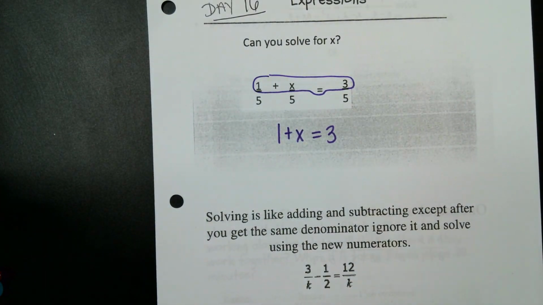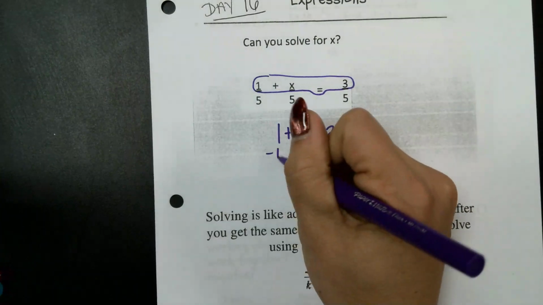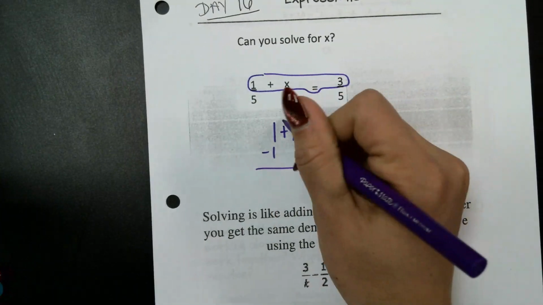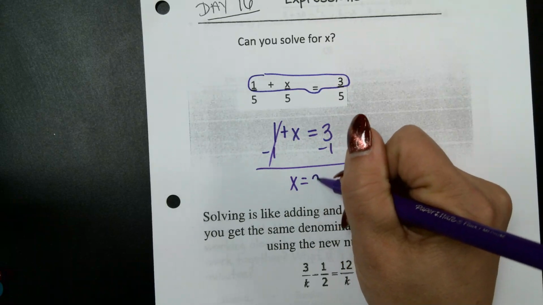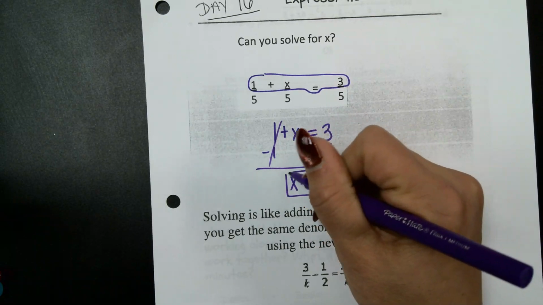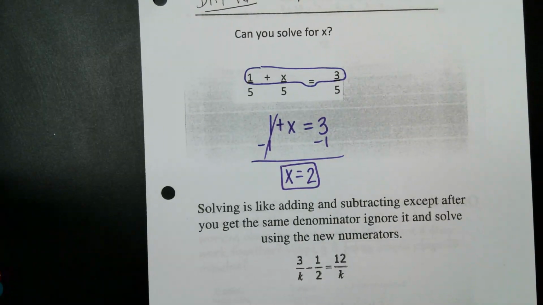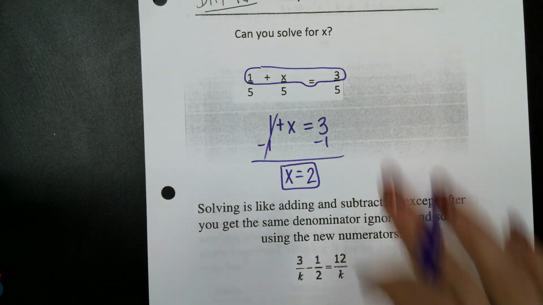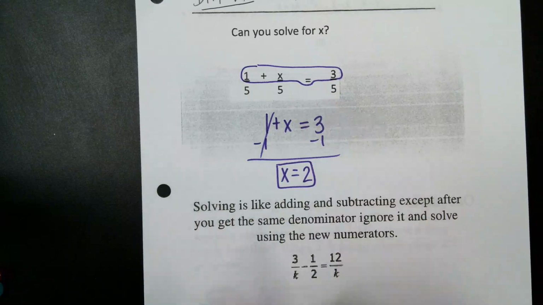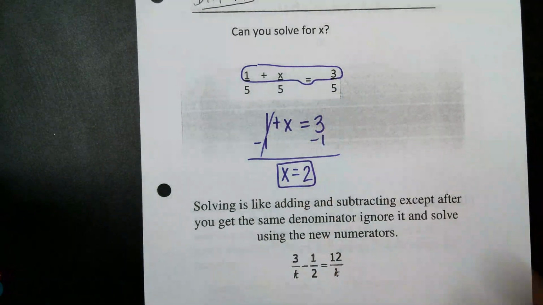And then how would I solve that? Subtract 1. So we would get x equals 2. And we would be done. And remember on Thursday we had to talk about restrictions. Like whatever would make a denominator 0, we would have to say x could not equal that. Well, we don't have to worry about that here because all of our denominators were 5 in the beginning, so it doesn't really matter. Okay?